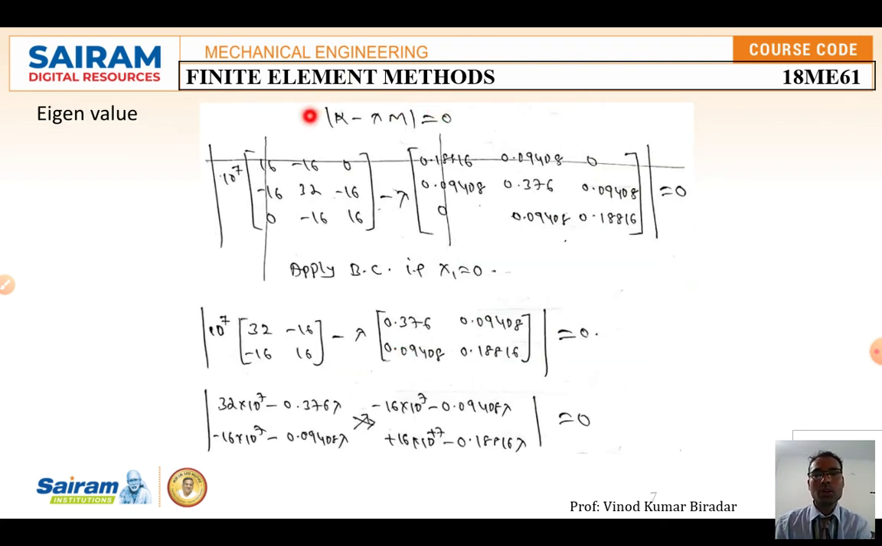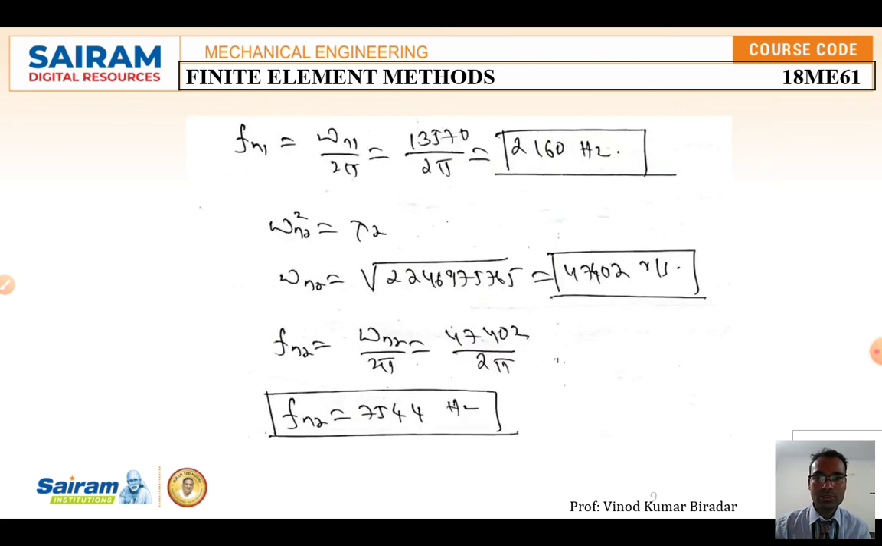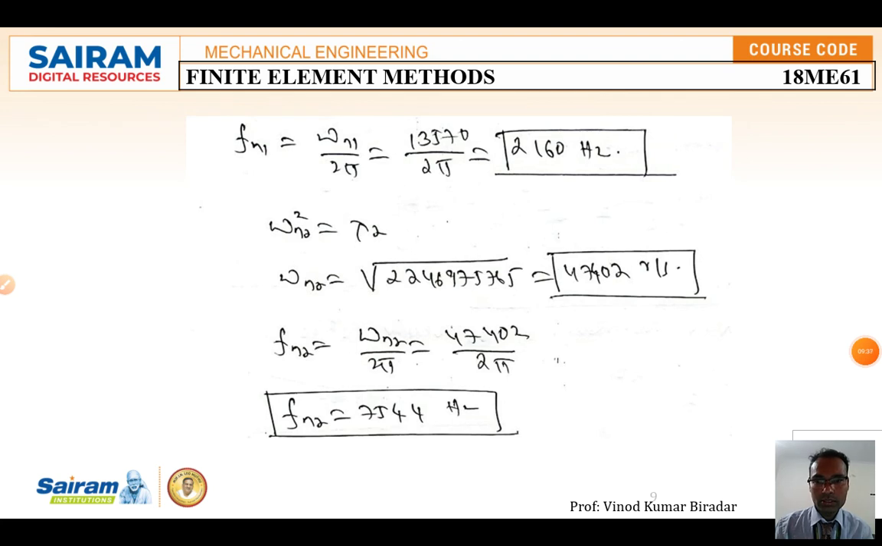After substituting, check the given boundary condition. Node number 1 is fixed, so delete this row and column, and this row and column. The remaining matrix gives you the lambda 1 and lambda 2 values. These are called eigenvalues. To find the eigenvector you require the natural frequency, so use this formula: omega n1 and omega n2 are equal to the square roots of lambda 1 and lambda 2. From this, calculate fn1 and fn2.